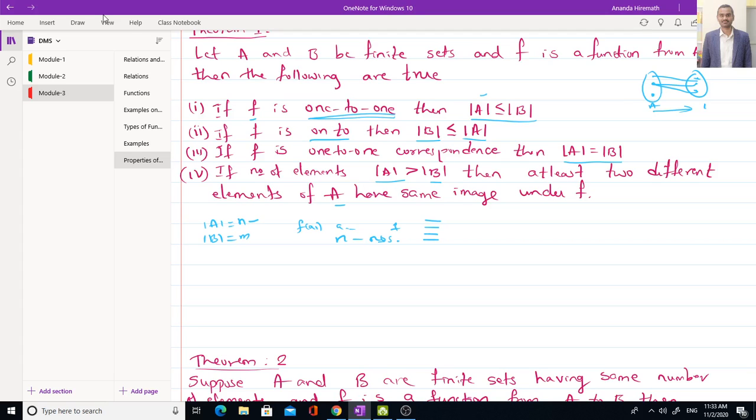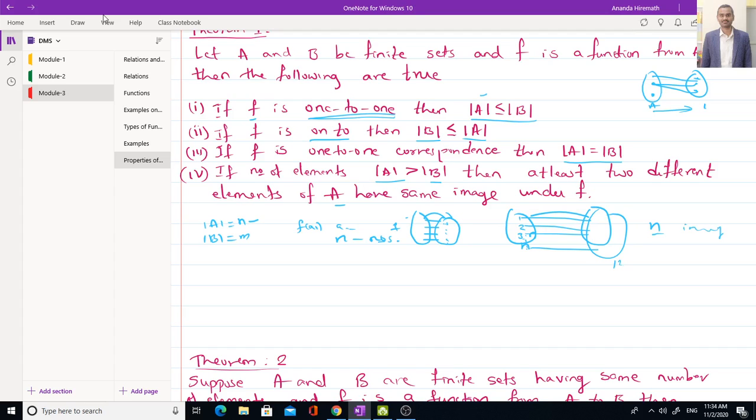So all these images belong to B. They must belong to B, since we are mapping from A to B. Therefore B must have at least n elements. When we are mapping the elements 1, 2, 3 up to n from A to B, and it is a 1 to 1 function, meaning there are no multiple mappings, then in B we must have at least n images.